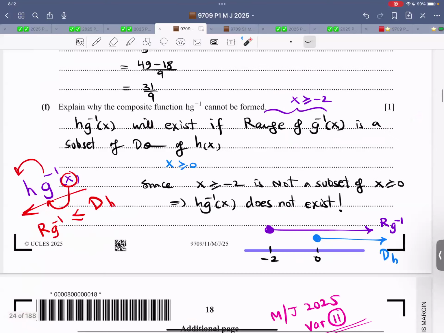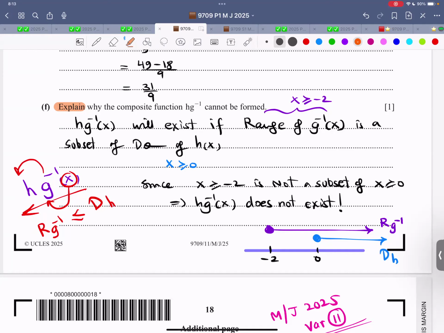Now this is conceptual. Have a good look at this. Explain why the composite function h G inverse cannot be formed. Now, first of all, we have to write the general statement. It's only for 1 mark, but they have used the word explain. So you have to explain. 1 mark is probably because of the fact that since it's a difficult question, not everyone gets this. So that is why the examiner wants you to have a very good advantage.